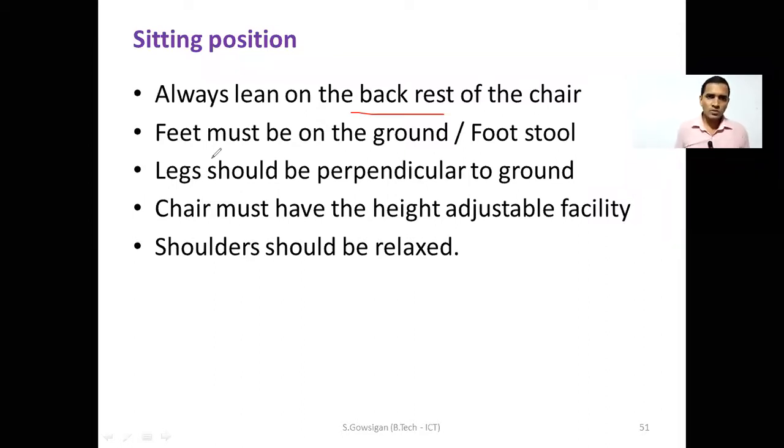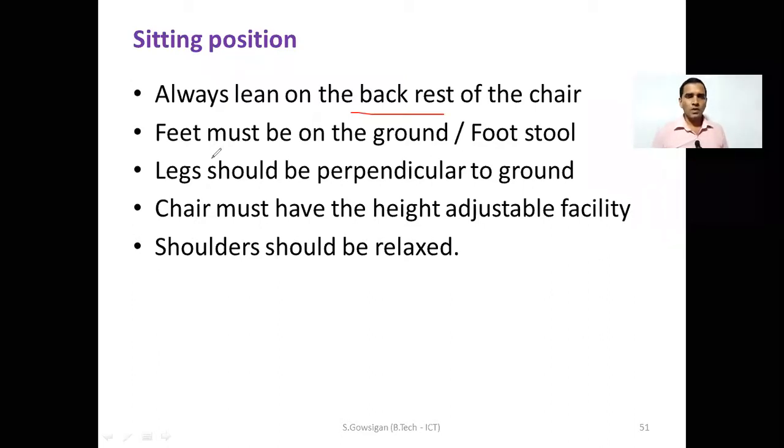But if your legs are too small to touch the ground, don't worry. Keep a small object under the feet, right? It may be a small box, or any other object. So you may see some footrest. There is a small component called footrest. It may be a wooden one or maybe a plastic one. So there is a small object for supporting your feet. That is called footrest.